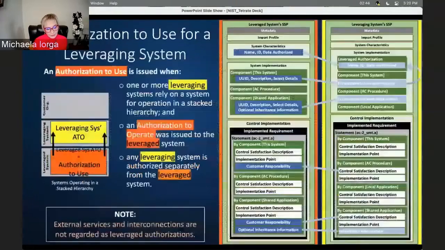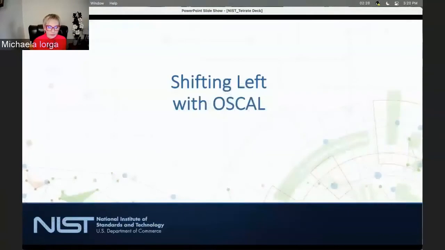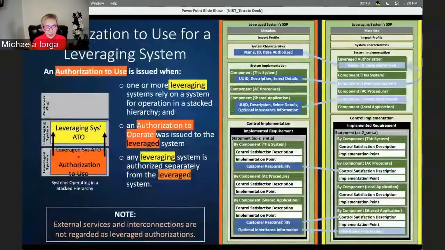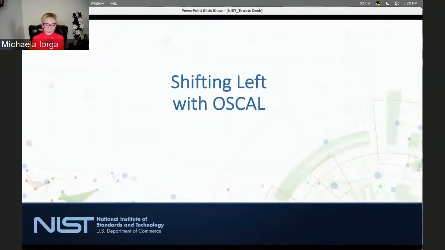Next, please. The next slide only depicts graphically the supporting assemblies, and when we go to that slide there is a bit of latency, and I apologize. Next. We skipped one slide, but I did not see that, but that's okay. It was just a graphical representation of how OSCAL is supporting this inheritance. So we can now go to shifting left with OSCAL.